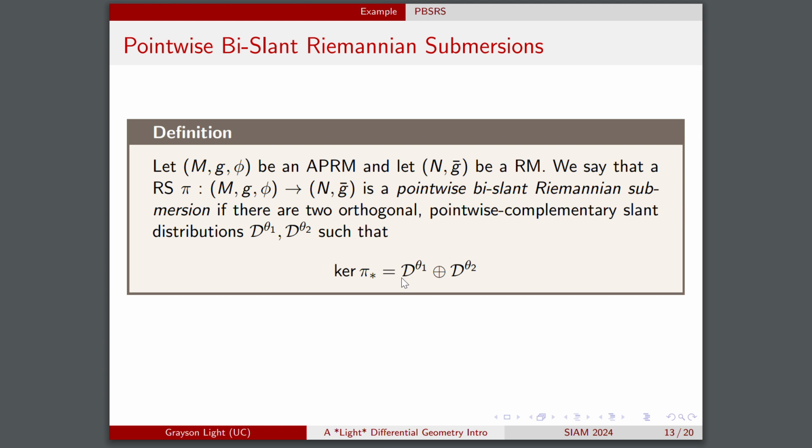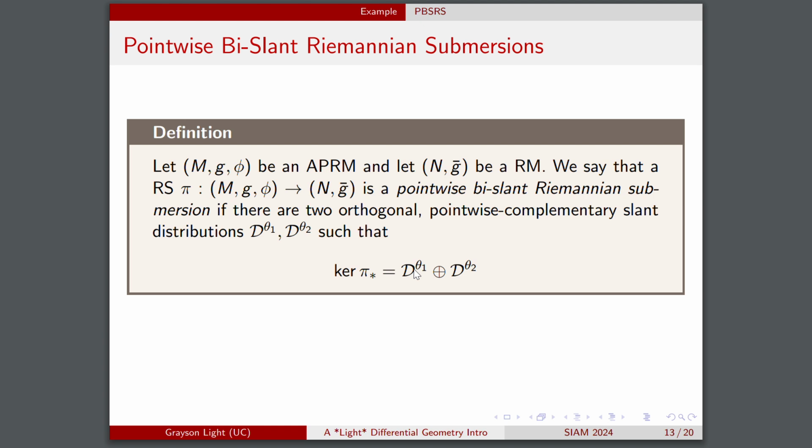So, me and Dr. Sayar, we are going into the pointwise bislant Riemannian submersion. What is that? Well, it's a Riemannian submersion from an almost product Riemannian manifold here to a Riemannian manifold here. And we can break down the kernel, those vertical vector fields, into 2 distributions here, d theta 1 and d theta 2. These are orthogonal and pointwise slant distributions. What does that mean?